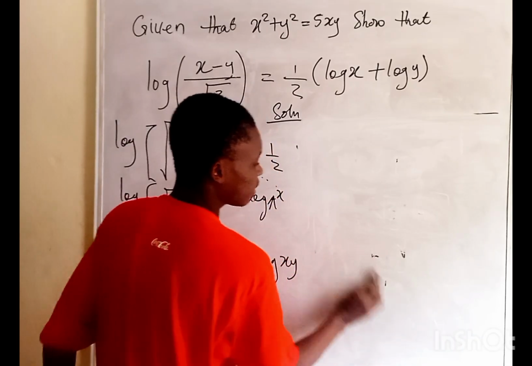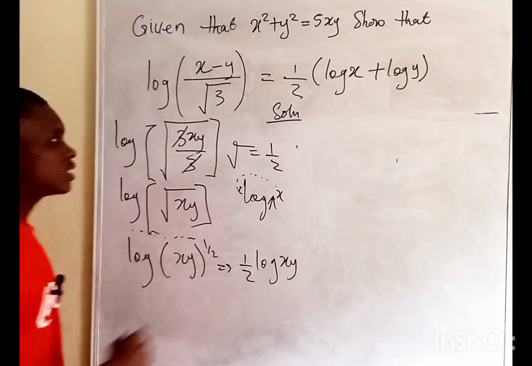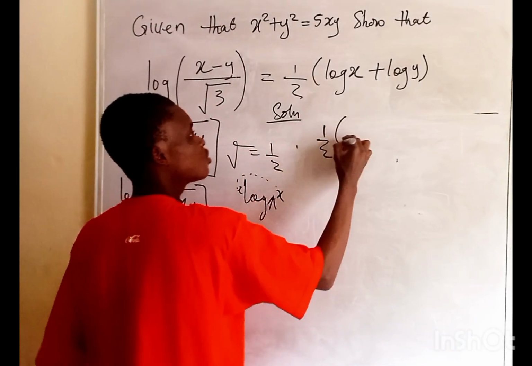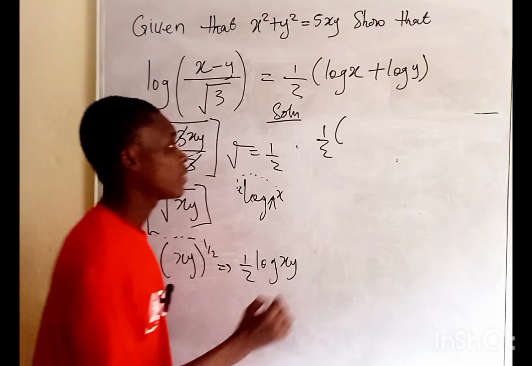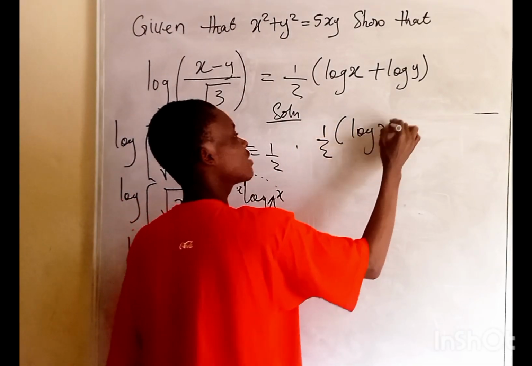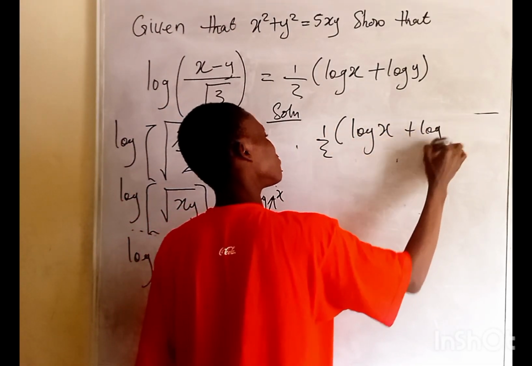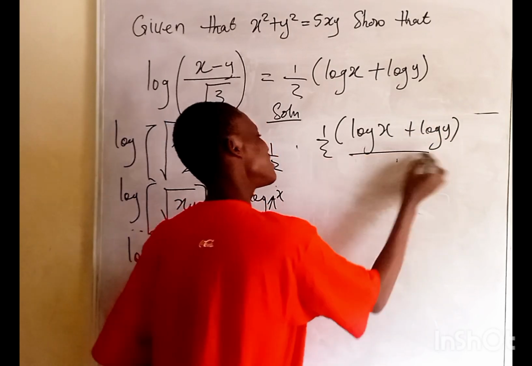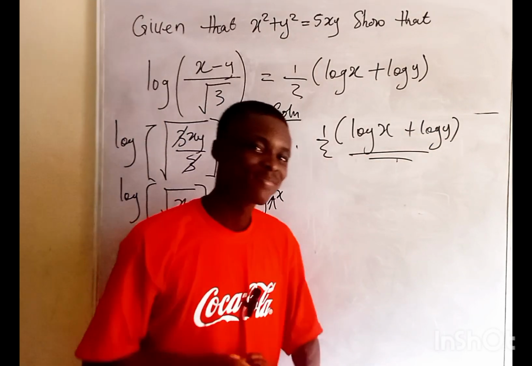From here, clearly, we can see that this is just 1 all over 2 into bracket. We can expand this, since we are multiplying, into log x plus log y. And this is the right answer.